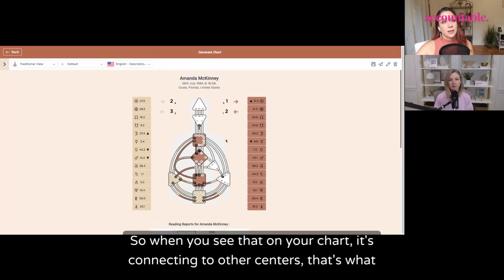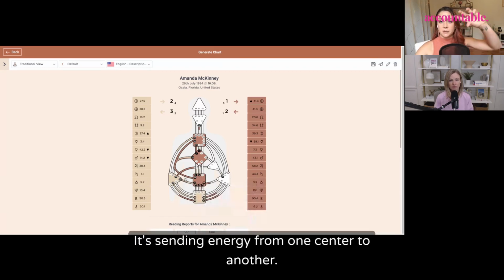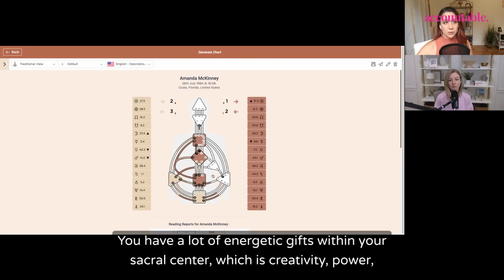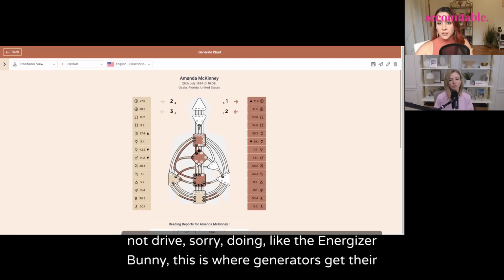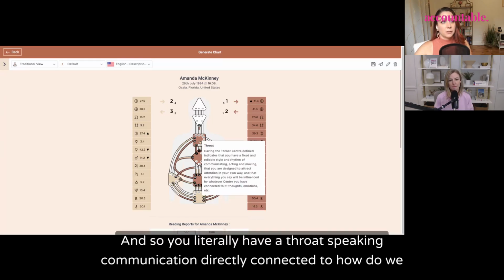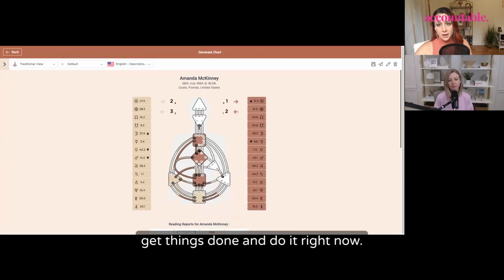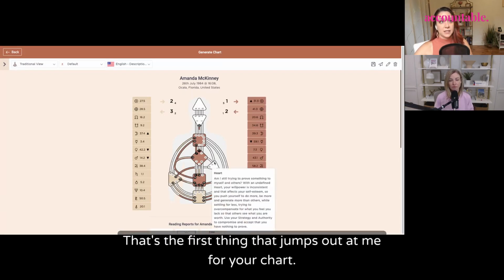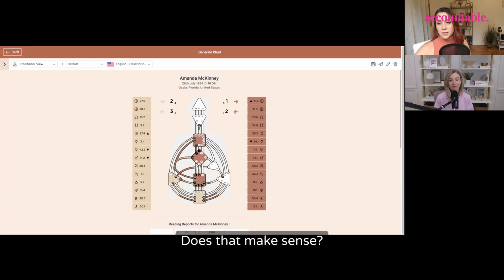It does. So when you see that on your chart, it's connecting to other centers. That's what makes them defined. It's sending energy from one center to another. Mm-hmm. And you're very, very defined. You have a lot of energetic gifts within your sacral center, which is creativity, power, doing, like the Energizer Bunny. This is where generators get their energy from. And so you literally have a throat, speaking, communication directly connected to how do we get things done and do it right now. So you're definitely an action taker. There's a lot of like, oh, I can figure out exactly how to do this and how to communicate and bring this to form. That's the first thing that jumps out at me for your chart. Does that make sense? Oh my gosh, 100%.